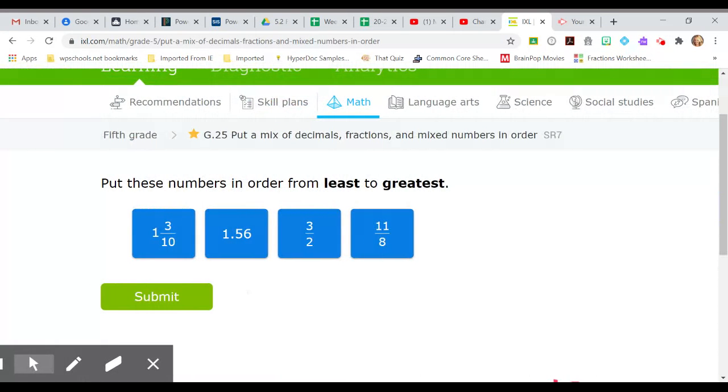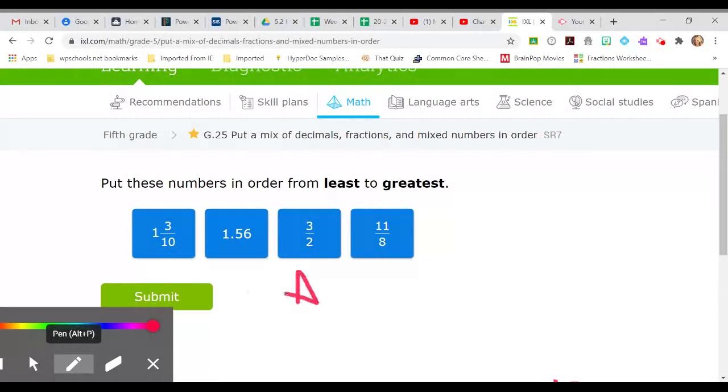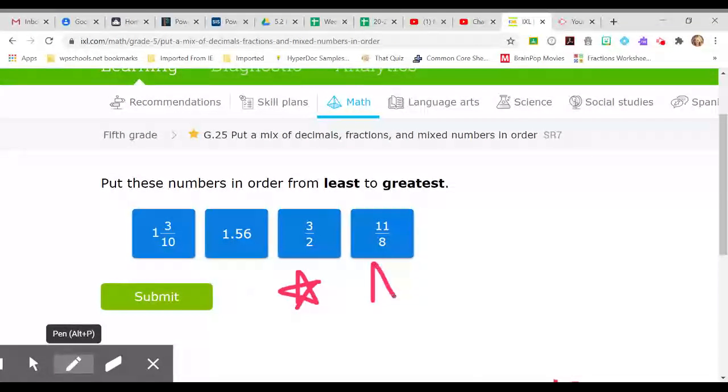Now I've got 4 numbers in my set, and I'm going least to greatest. I have 1 and 3 tenths, 1 and 56 hundredths, 3 halves, which is improper, and 11 eighths, which is also improper. So we have to tackle those first.